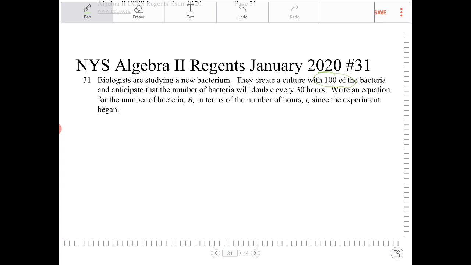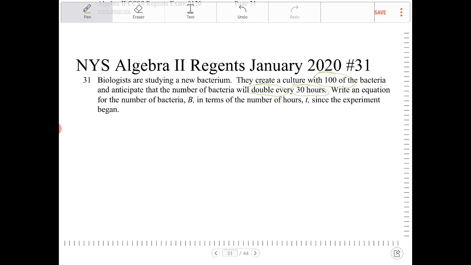and that this is going to be an exponential growth. Because, how do I know that? Because this is saying that there's going to be a ratio, and the ratio is going to be doubling every 30 hours. This is key, that this is going to be a geometric growth, or an exponential growth.